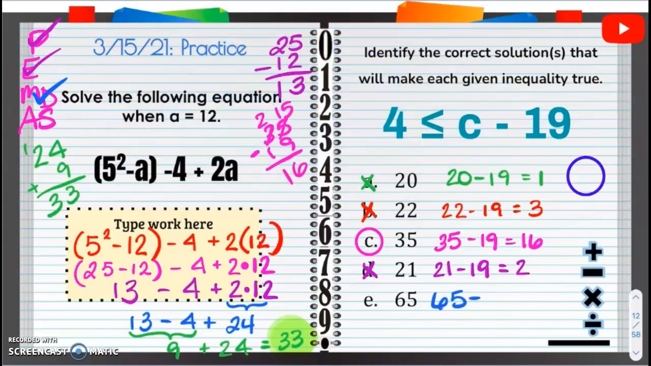65 minus 19. Let's see. 65, 19. 6 becomes 5, 15, 6, 46. Is 4 less than or equal to 46? Yes, it is. So we have 2 answers here. We have C and E. That's it for our practice. Great job.